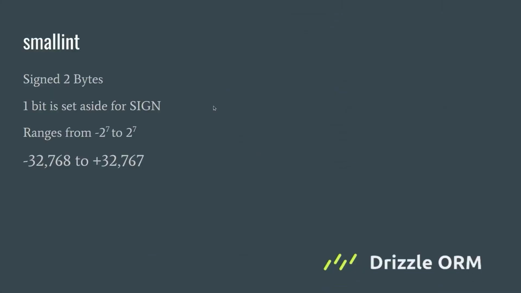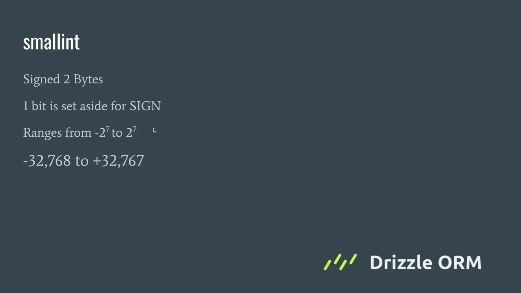The next data type is small int. It is a signed 2 bytes, and 2 bytes mean 8 bits. So 1 bit is set aside for the sign. We have 7 bits left, and it ranges from minus 2 to the power of 7 to 2 to the power of 7. And roughly it ranges from minus 32,000 to 32,000. So if your number ranges from these two numbers, you can set the type of your field to the small int.